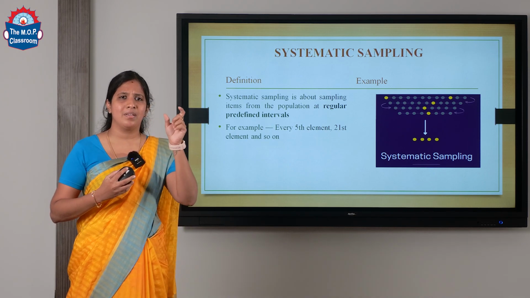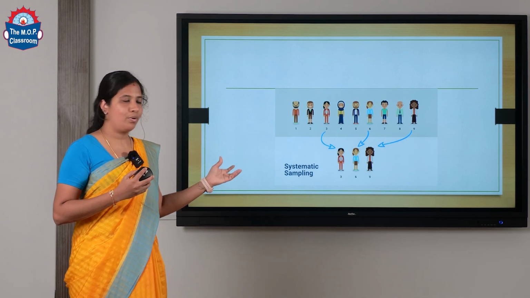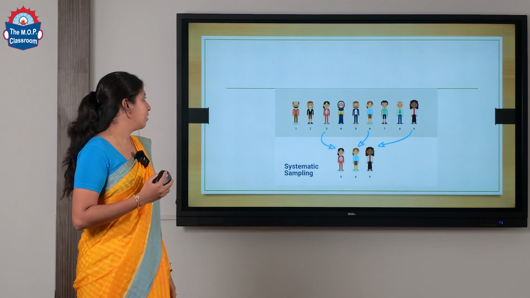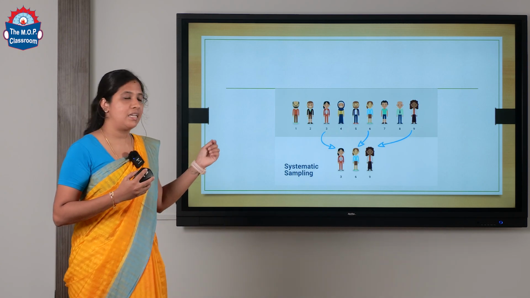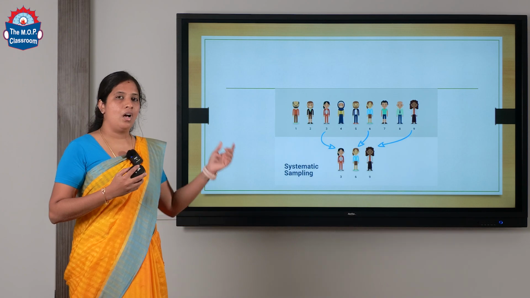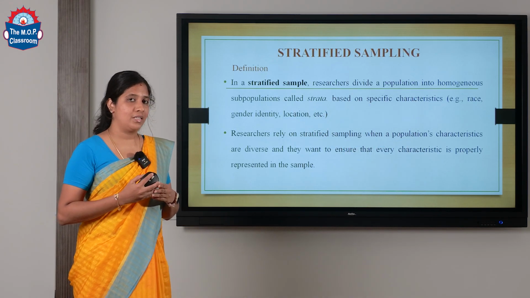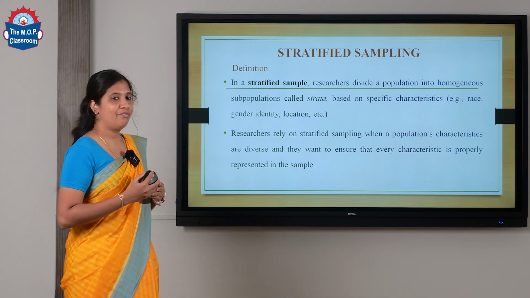So, there should be some gap between the elements. So, there are 9 people in the population. I have selected based on the predefined intervals, which are 3, 6 and 9. So, the interval gap here is 3. And the last one in probability sampling methods is the stratified sampling method.